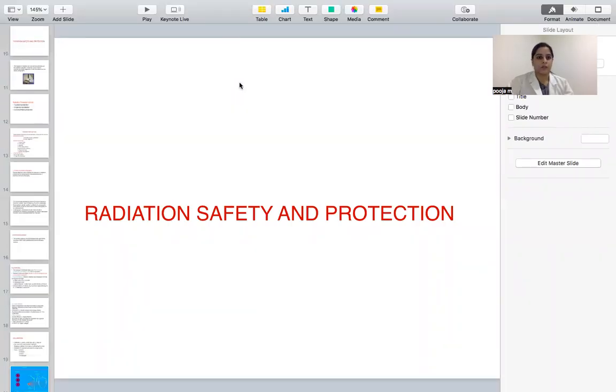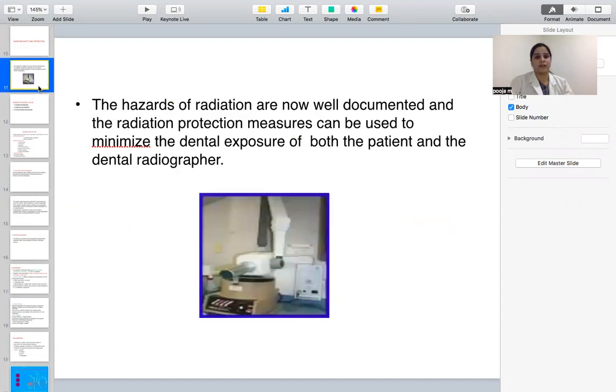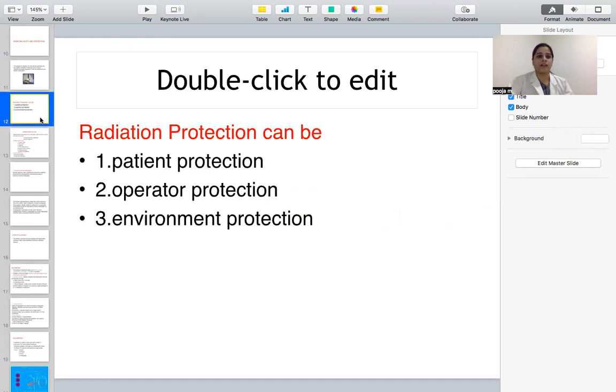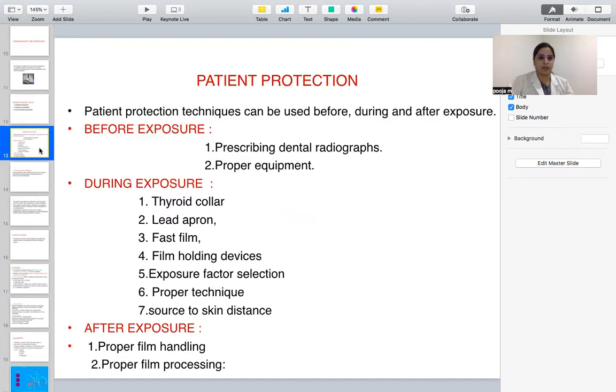Today I'll be talking about radiation safety and protection. So we all know the hazards and the ill effects of radiation. So we are supposed to protect the patient, the environment, and the operator as well by following a proper technique. This radiation protection can be done in three ways, that is patient protection, operator protection, and environment protection. Today I'll be talking only about patient protection.